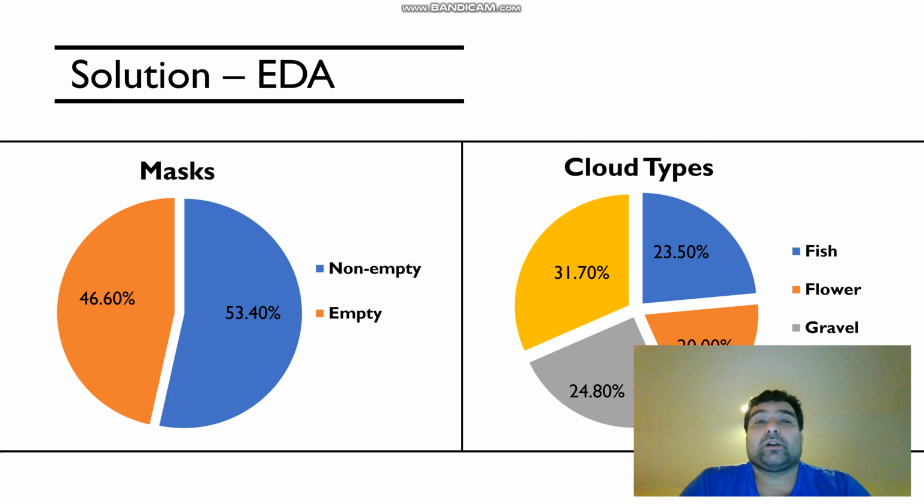So before we go into any model development, it's good to do a little bit of light EDA. As we can see here, of the 4 different types of classes, the sugar class is the most prevalent at 31.70%, and the flower class is the least prevalent at 20%. So right off the bat, you have a little bit of class imbalance, not terrible, but something to tackle regardless for a good solution. We also have 46.6% of empty masks and 53.4% of non-empty masks, and that is just really good to know.